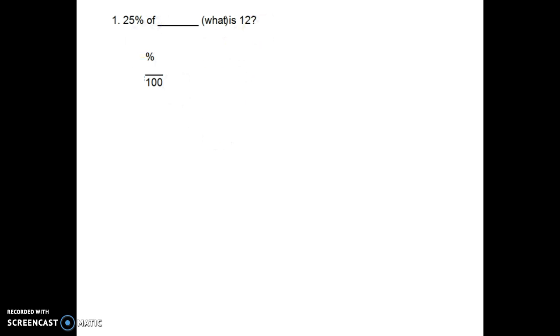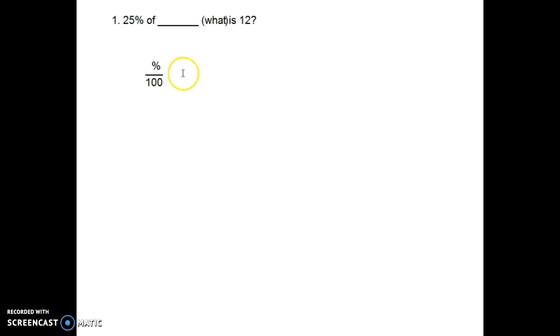no matter what a number is, if it's over 100, that means it's the same as that percent. So if this was 10%, or if this was 10 over 100, we know that's 10%. If it's 20 over 100, we know it's 20%. If it's 526 over 100, we know that's 526%. Any number over 100 is that same number in a percent.